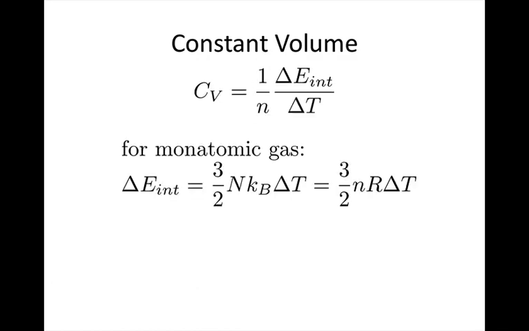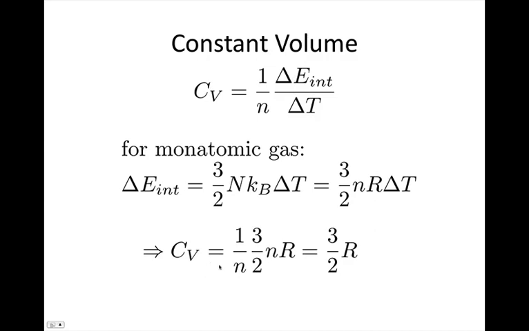Now what we're going to do is substitute in for the change in internal energy. We know for a monatomic gas that the change in internal energy is given by 3 over 2 N k_B delta T. Or if we have the number of moles, it's 3 over 2 nR delta T. So now we're just going to substitute this expression into here. And we end up with C_V is equal to 1 over n, 3 over 2 nR. The n's will cancel, giving us 3 over 2 R. But R is just a number, it's 8.314. So we can substitute that in and solve, and we get that C_V is equal to 12.47 joules per mole per Kelvin.